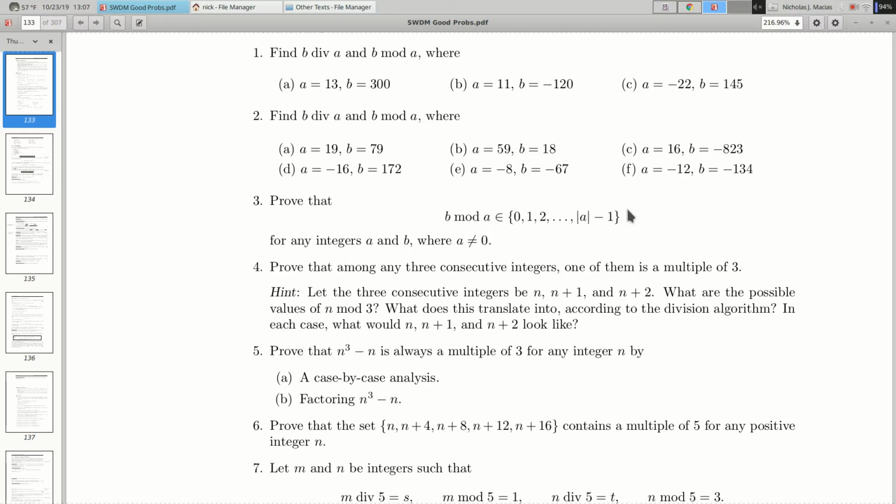Probably start with the trick we saw yesterday, where it's 13 times some value plus some value. That was a beautiful algorithm yesterday, right? Yeah. So 300 goes on the side, maybe? Yeah. And then you divide 300 by 13, and you find out how many times it goes in.